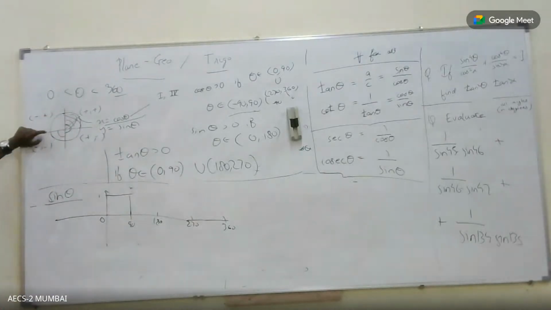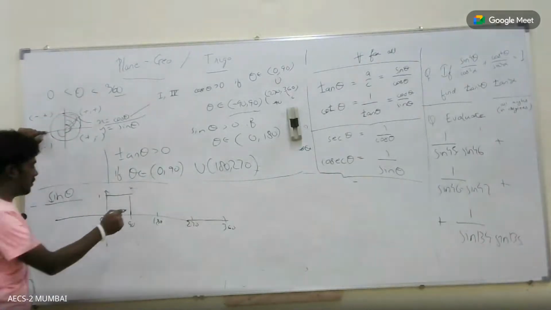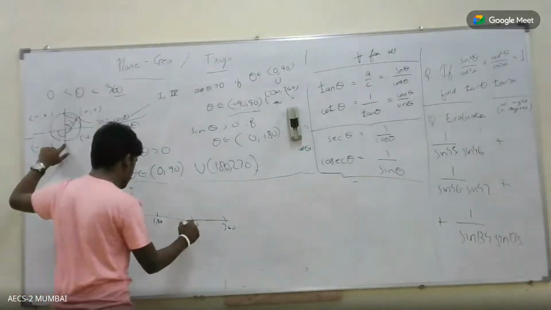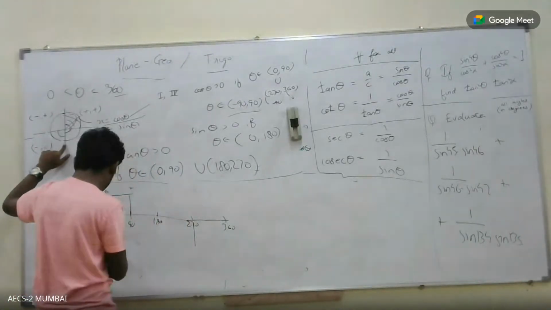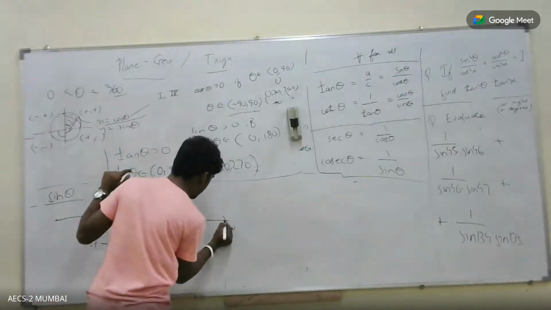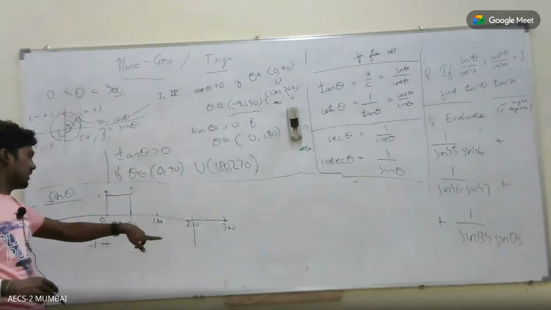Similarly, when I'm back at 180, what is the sine? 0. At 270, what is it? And back at 360? 0. Now we have 4 points in the graph.